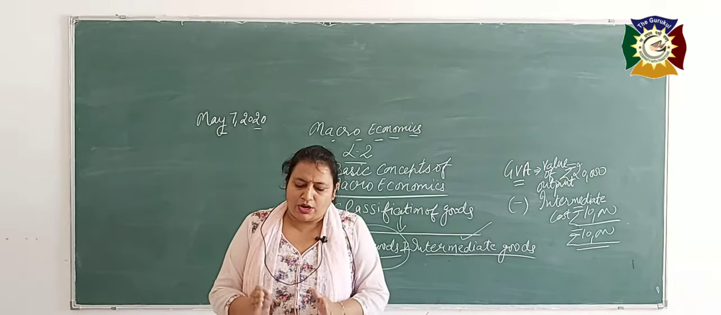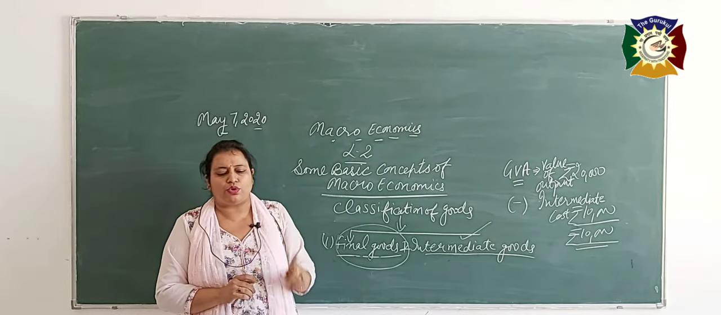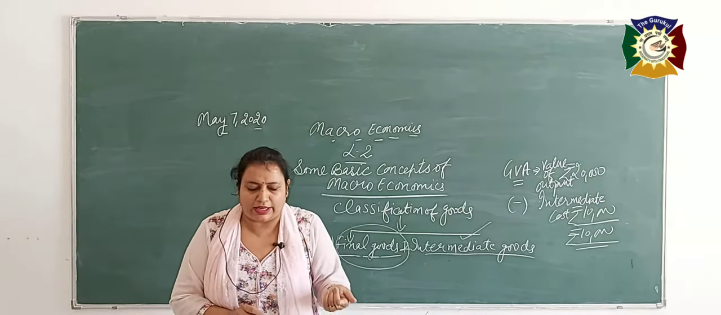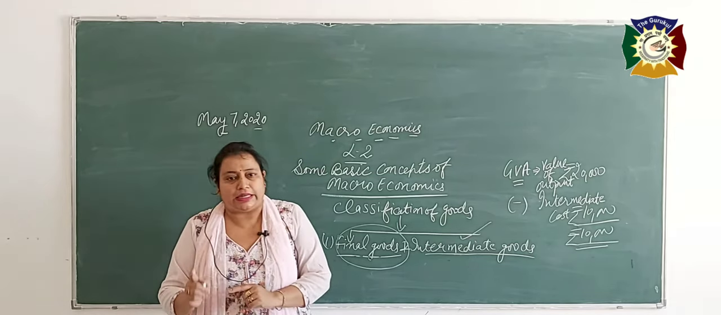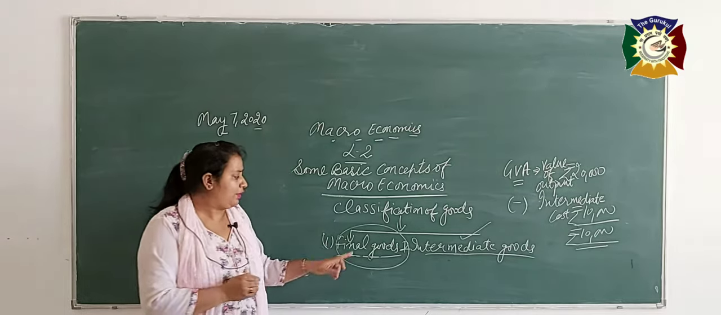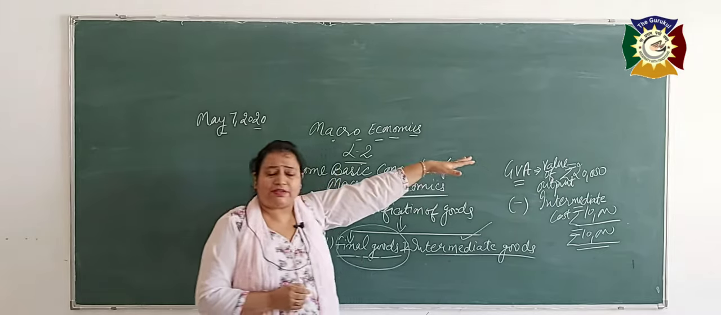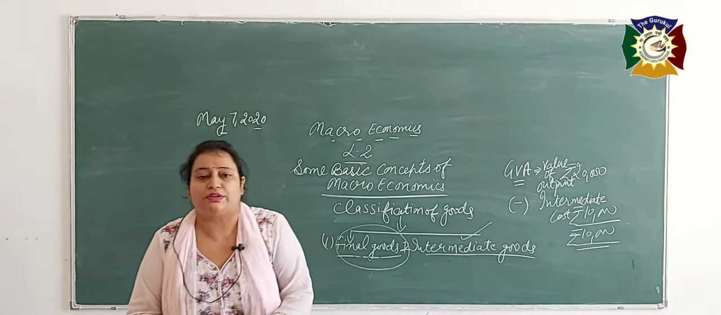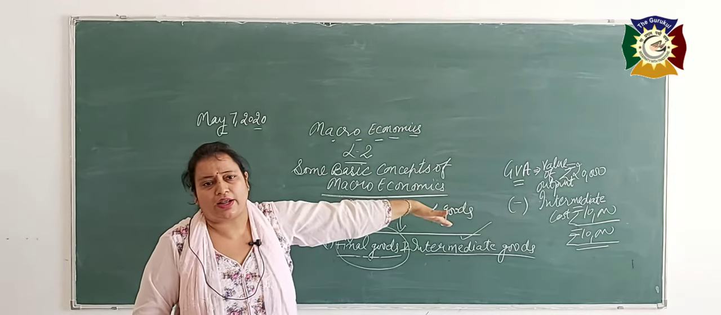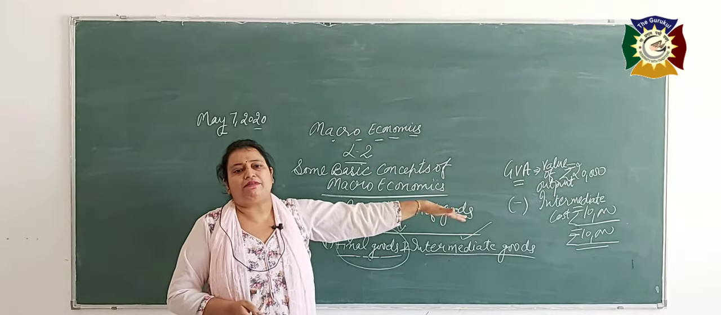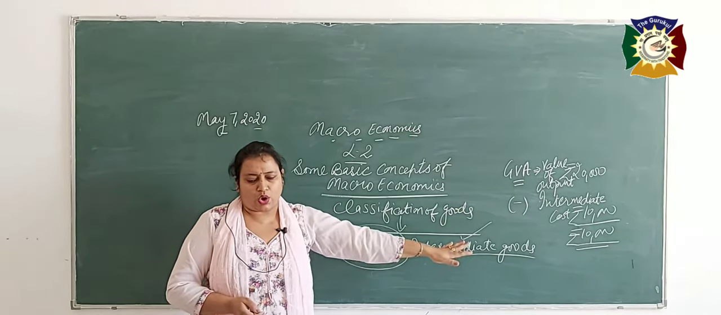And intermediate goods are not included in the national income. Beta, this is the main point. We will not count intermediate goods in national income, but the final goods we will count in the national income. Why will we take the final good? This is the final good, that is the 20,000 rupees, the value of output. I make the furniture. If I added the value of the furniture, I didn't count the value of wood because this is the intermediate cost.